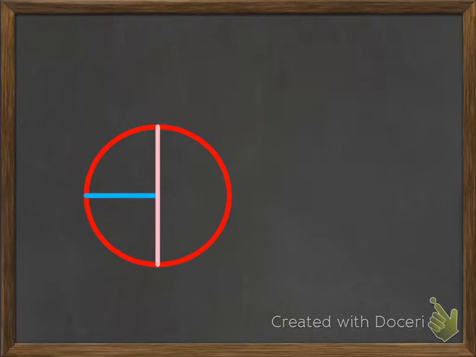So the first thing circles have is something called the diameter, which is a line segment that passes through the center of a circle and has both endpoints on the circle. So for instance, in my picture, the diameter would be the pink line.